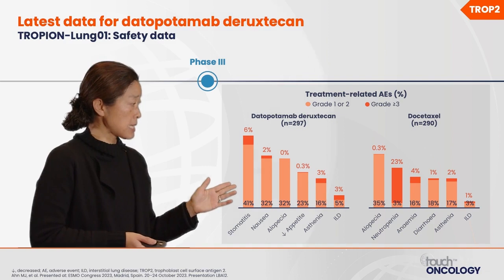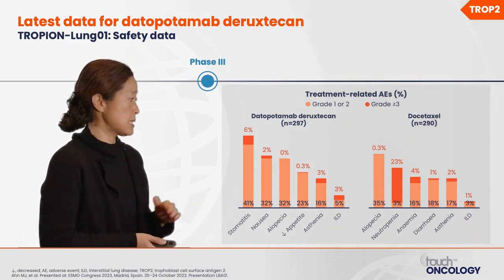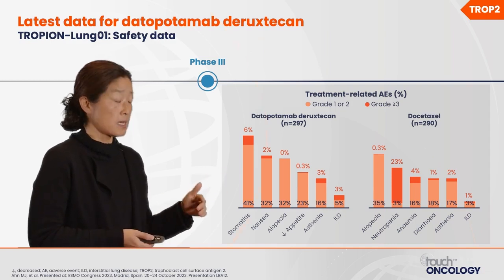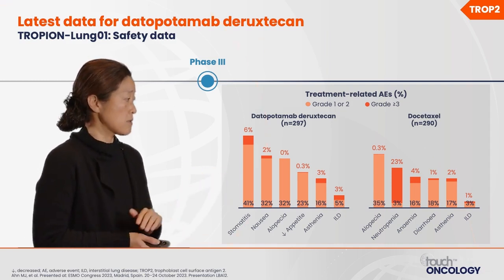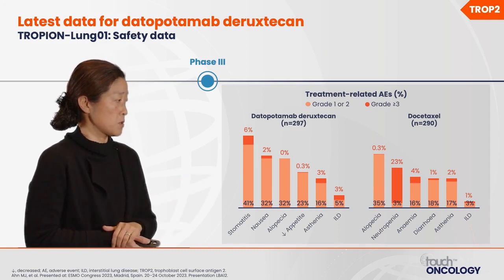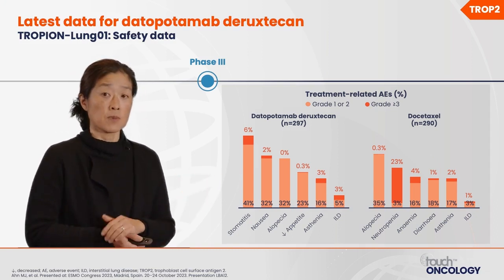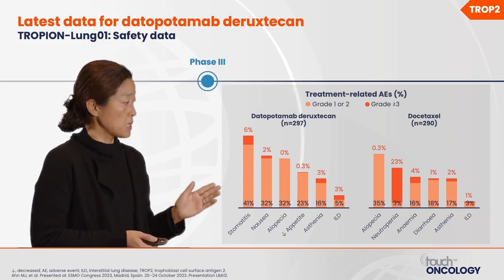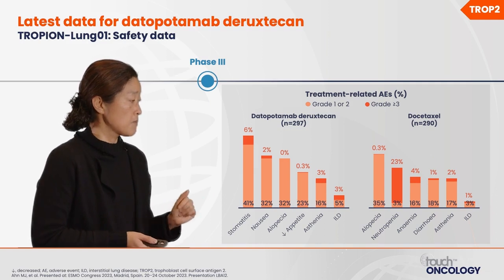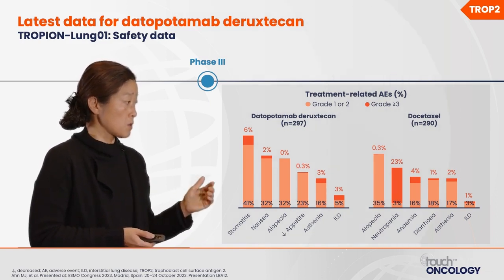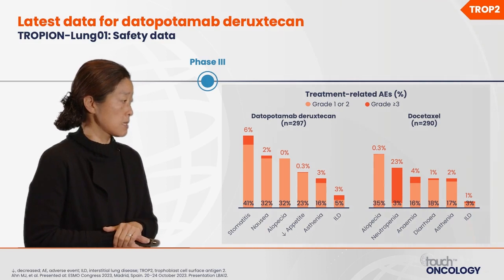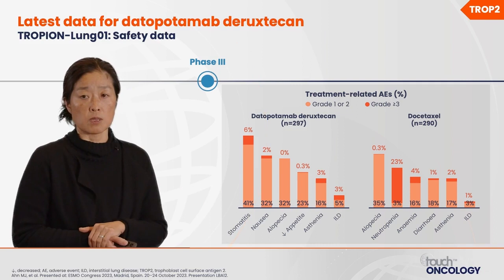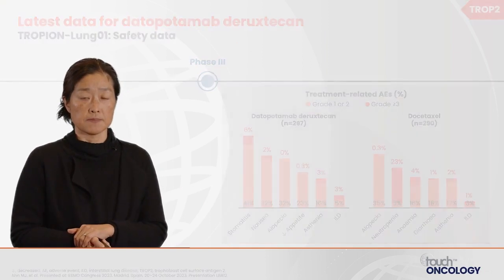With datopotamab deruxtecan, you can see that the most common AEs included stomatitis, nausea, alopecia, decreased appetite, and asthenia. Most of these were low grade, and you can see the rates of ILD here, 5% grade 1 or 2, 3% grade 3 or higher. With docetaxel, you can see the most common AEs included alopecia, neutropenia, anemia, diarrhea, asthenia. Neutropenia, notably the grade 3 or higher, was significant at 23%. And the rates of ILD here, we do see a small but notable rate of ILD with docetaxel as well.